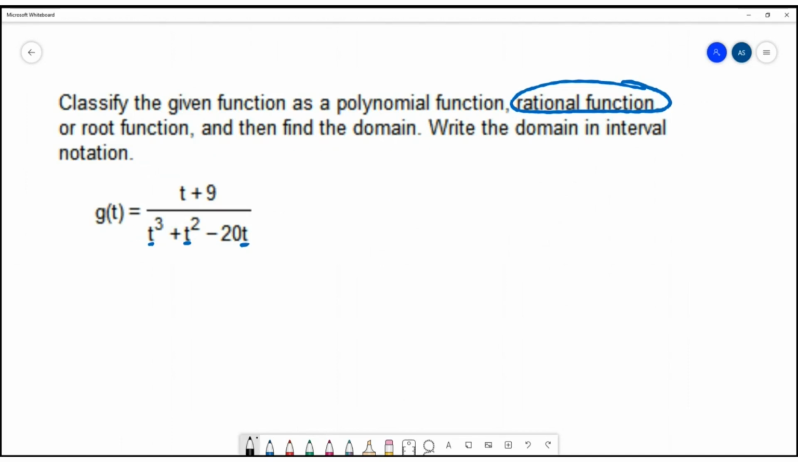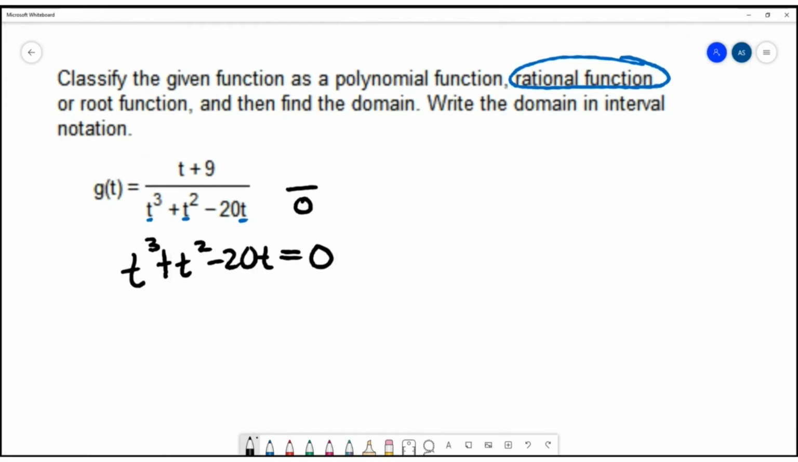When we're finding the domain of a rational function, we're looking for restricted values, and that's when your denominator is 0. It's restricted because division by 0 is undefined. So to look for those restricted values, we take the denominator, t cubed plus t squared minus 20t, and we set that equal to 0 because that's what's restricted. Division by 0 is undefined. It's not allowed, so we're looking for these numbers that are not allowed.